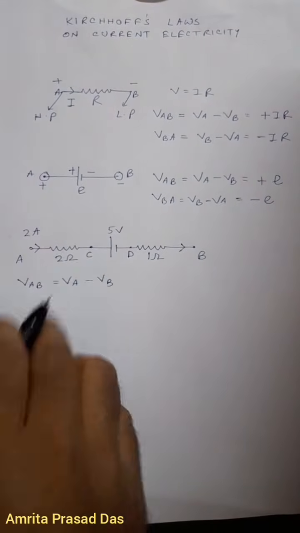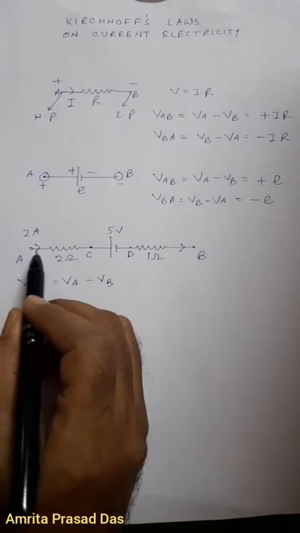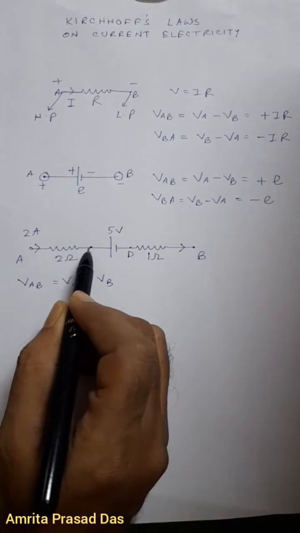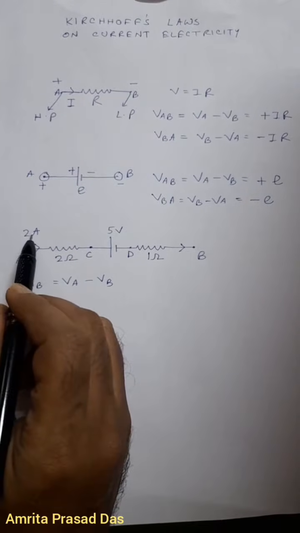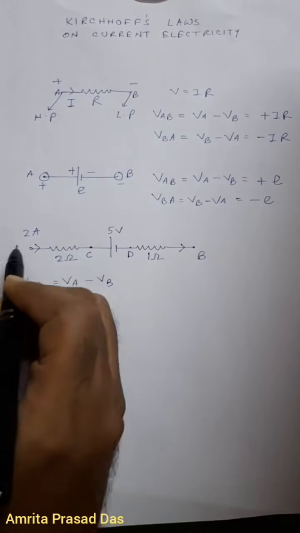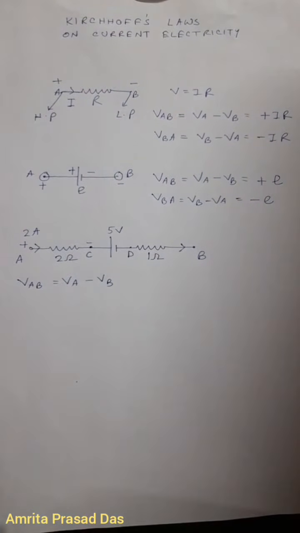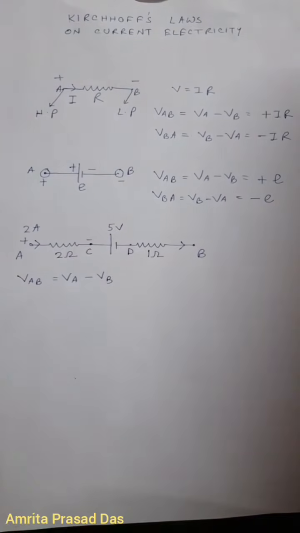Now between these 2 points A and C, A is at high potential with respect to C, because a resistance of 2 ohm is connected between A and C, and the current of 2 ampere is flowing from A to C, that is, with respect to C, A is the high potential point and C is the low potential point, because we know that in case of a resistance, current always flows from high potential to low potential end.